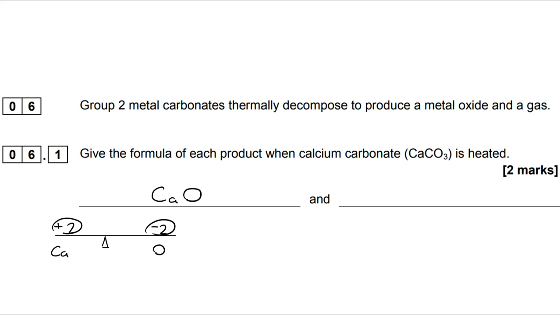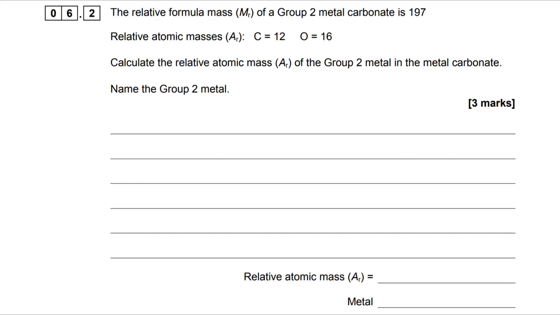You also have to remember that when you thermally decompose a metal carbonate, you make CO2 gas, and that's your second mark. Moving on, relative formula mass of a group 2 metal carbonate is 197. We're given the relative atomic masses of carbon and oxygen, although they would be on the periodic table if you looked on there as well. And we want to know the relative atomic mass of the metal and what that group 2 metal is.